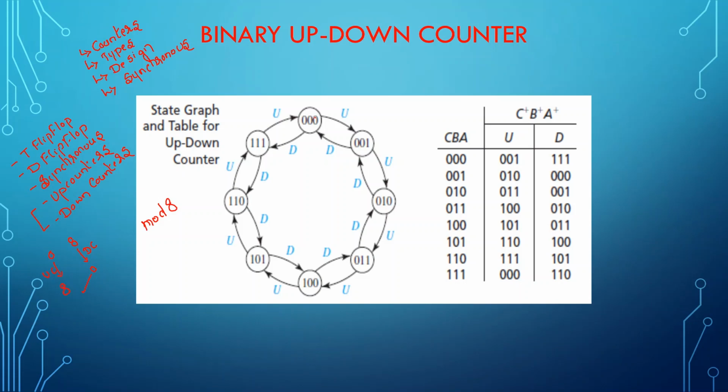If you check out here, this is the first state of your counter. From the first state of the counter, it goes to the second state, which is the next number.